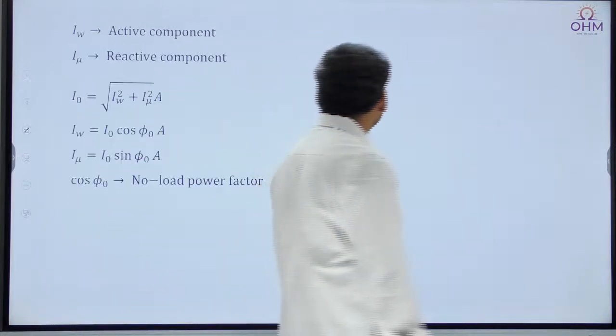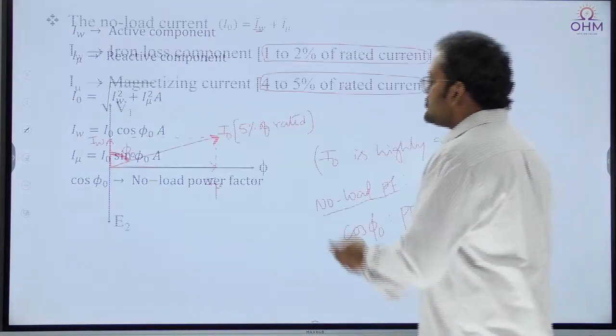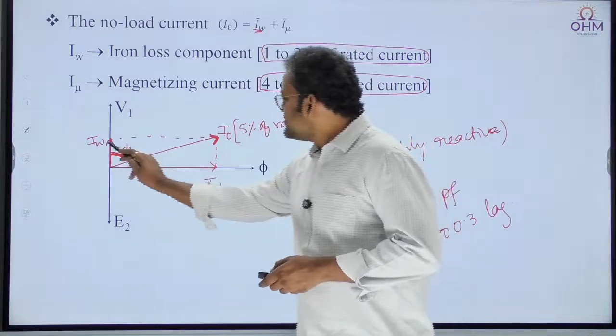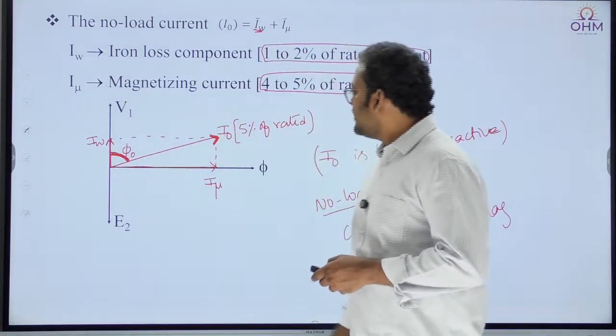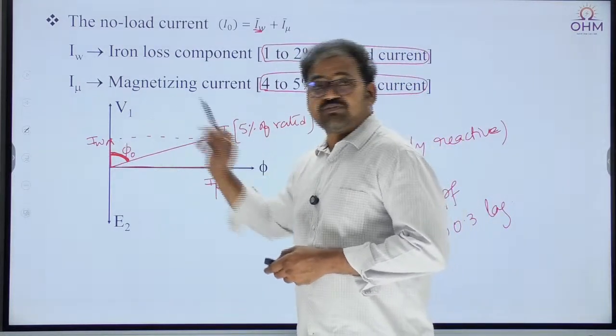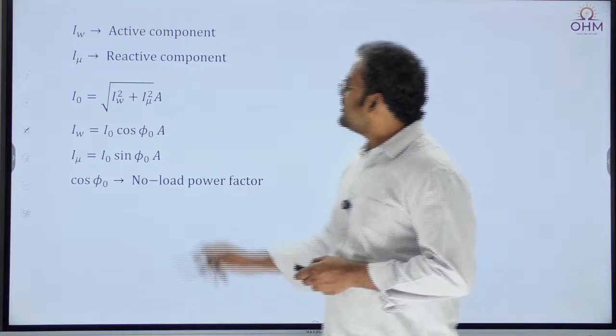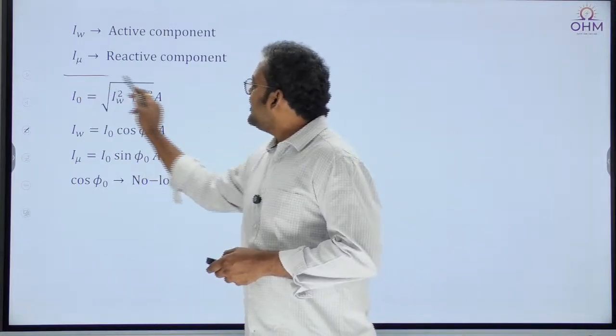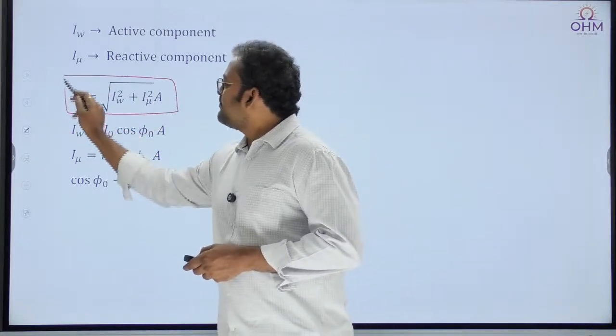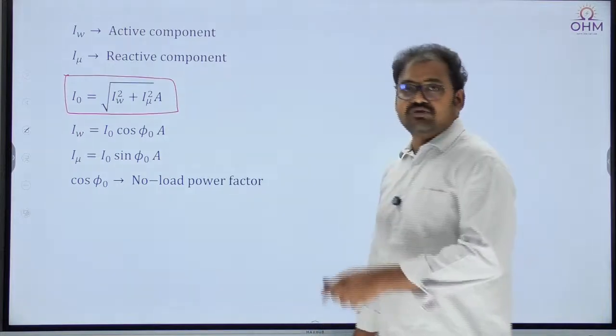Fine. So how do we add both of them? This is I mu, this is I naught. We have to add them vectorially. One is purely reactive, the other is purely active. So when I add vectorially, this is the formula: I naught is equal to the square root of IW square plus I mu square.